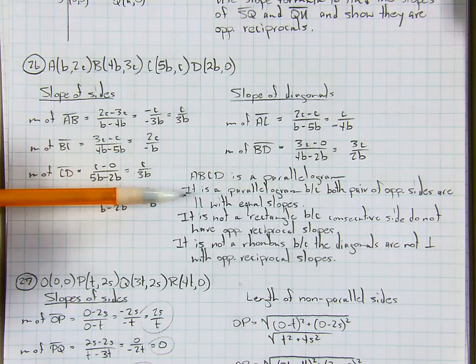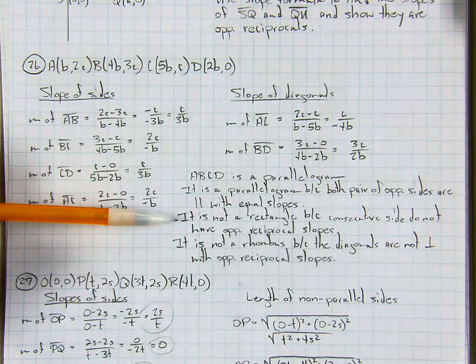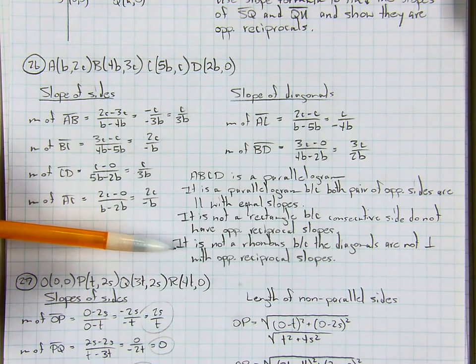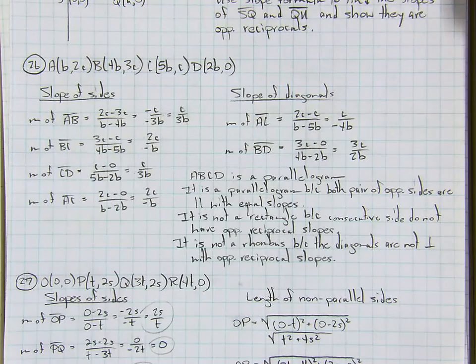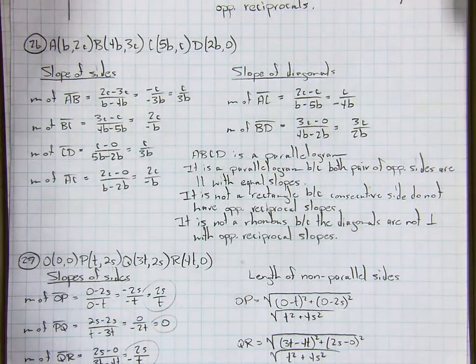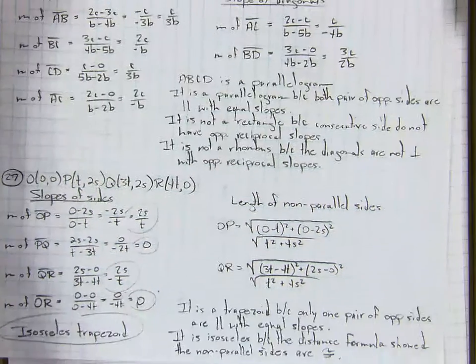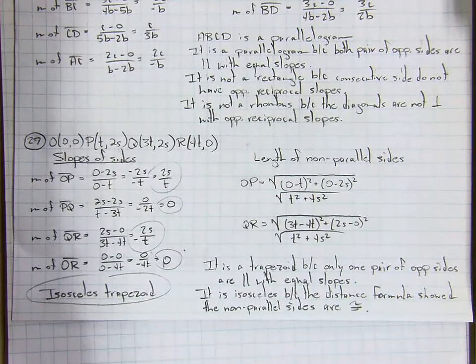It's a parallelogram because both pairs of opposite sides are parallel with equal slopes. It's not a rectangle because consecutive sides do not have opposite reciprocal slopes. And it's not a rhombus because the diagonals are not perpendicular with opposite reciprocal slopes. That's how we know it's just a parallelogram. And number 27 was the last one that I said you were required to do. You didn't have to do 28 and 29.